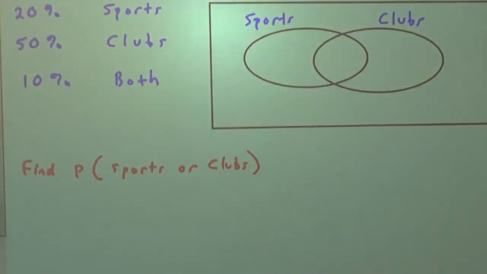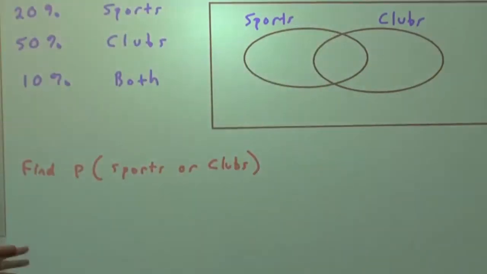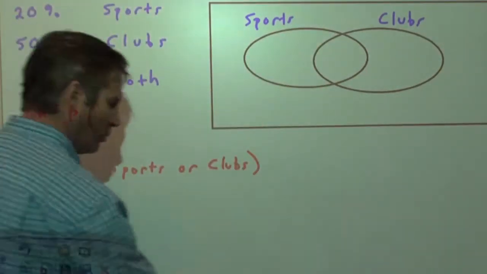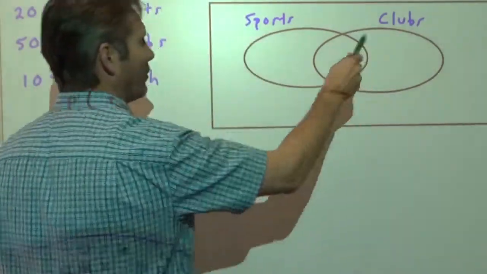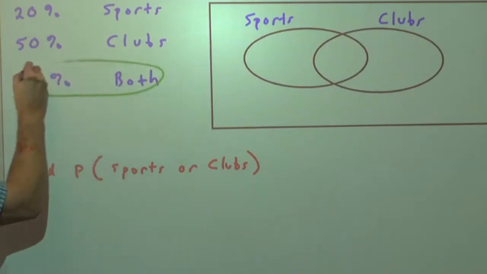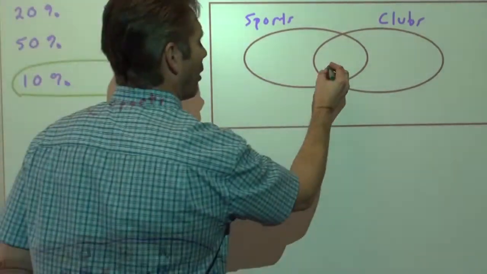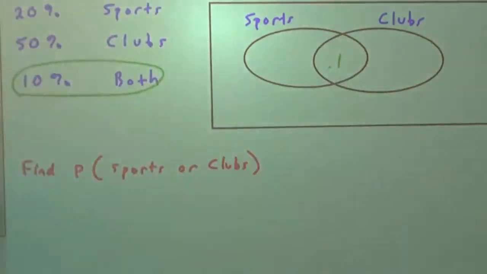This is like a two-way table again. But so people who are in sports and clubs, whatever, there's 4 regions. What you're going to want to do when you start filling in the numbers into this Venn diagram, into the 4 regions, start by going to the most restrictive one. Go to the intersection first. You know that 10% are in both, so we could put a 10% there.